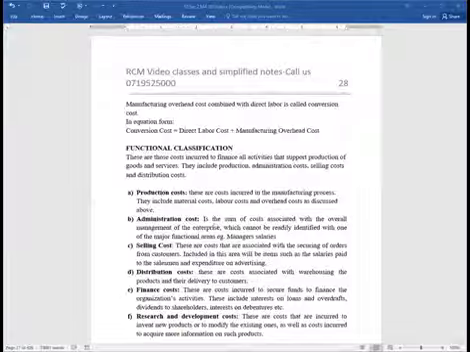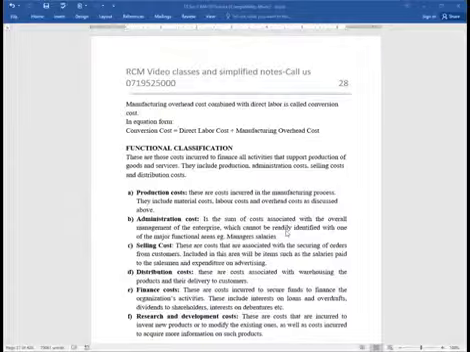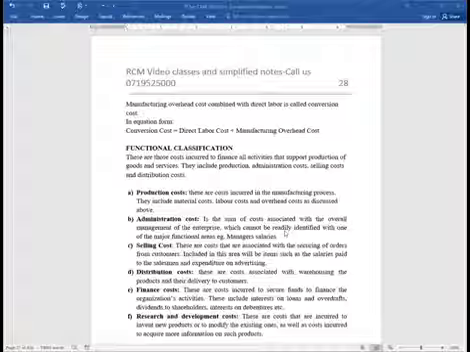Then we have administration. Administration is a key function of any serious entity. It's the sum of costs associated with the overall management of the enterprise, which cannot be readily identified with one of the major functional areas. A very good example of administration will be the manager's salaries.